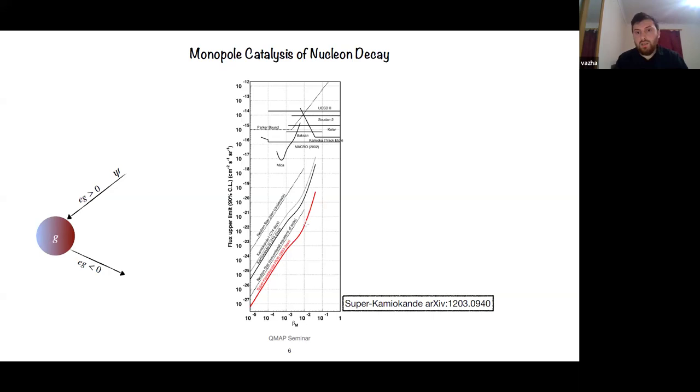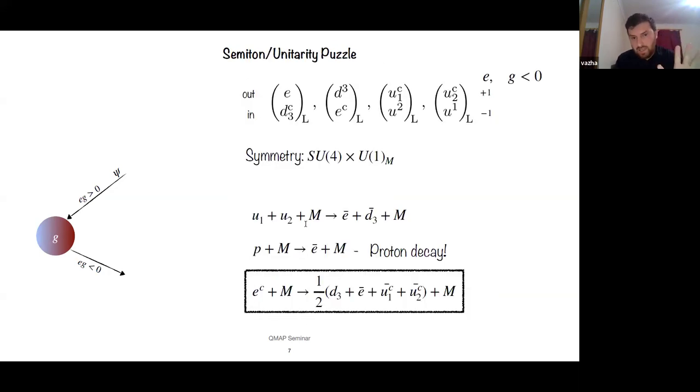However, the problem is that there is a puzzle. If I recycle exactly the same logic, but now I ask the following question. Let me just scatter one fermion. Let's take just a positron and scatter on the magnetic monopole. I can go and write down exactly the same conservation laws, and what I will get is that the final state carries quantum numbers that correspond to fractional particles. Of course, we don't have any fractional particle in the Standard Model.